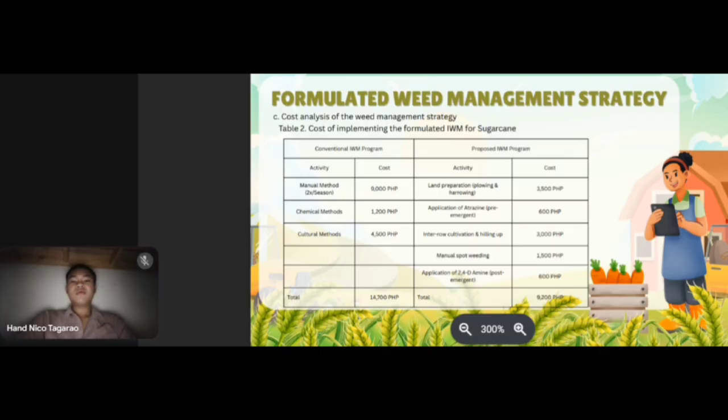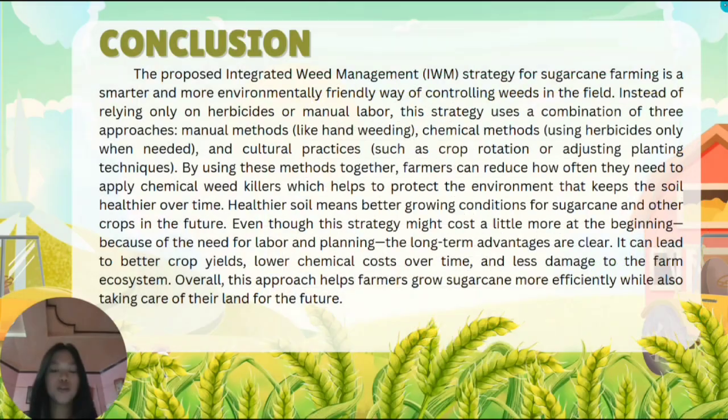And for our proposed IWM program, namely land preparation including plowing and harrowing, application of atrazine pre-emergence, inter-row cultivation and hilling up, manual spot weeding, and lastly, application of 2,4-D amine post-emergence. The costs are 3,500 pesos, 600, 3,000, 1,500, and 6,000, garnering 9,200 pesos.